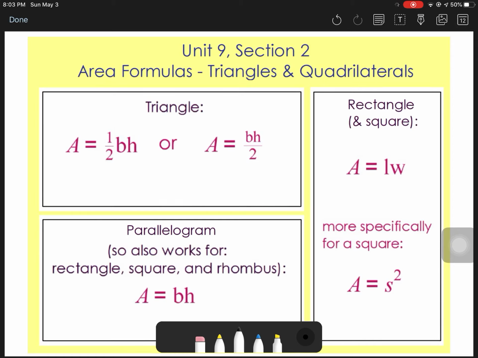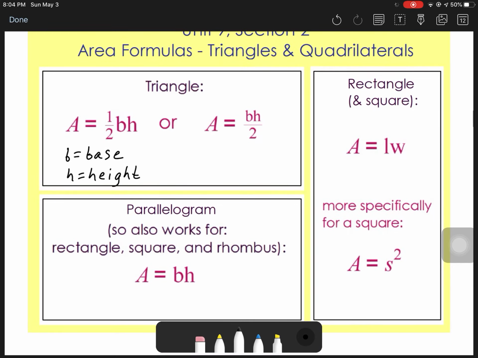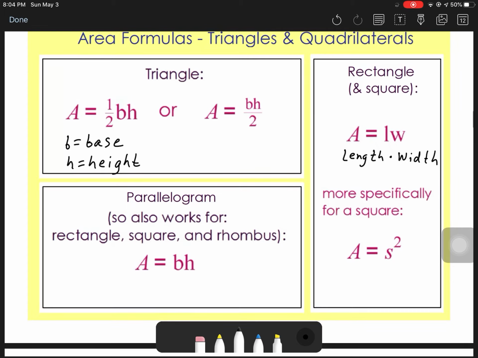So triangle, area equals 1/2 base times height. So I'll just write the B equals base, H equals height. Hopefully this is one that we're pretty familiar with already, or you can think of it as base times height divided by 2, same thing. Rectangle, length times width. So side by side.